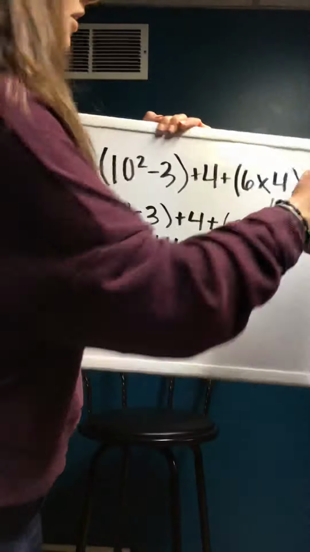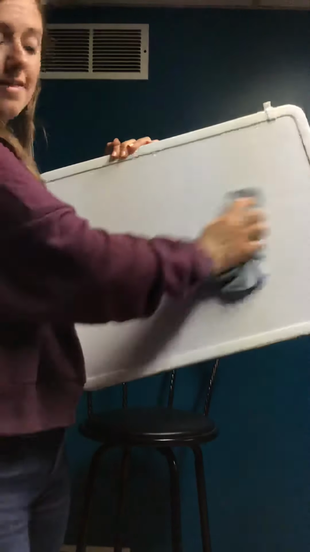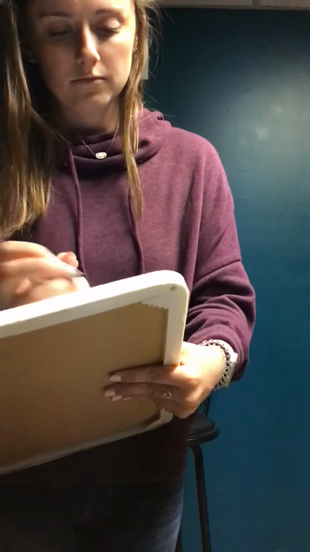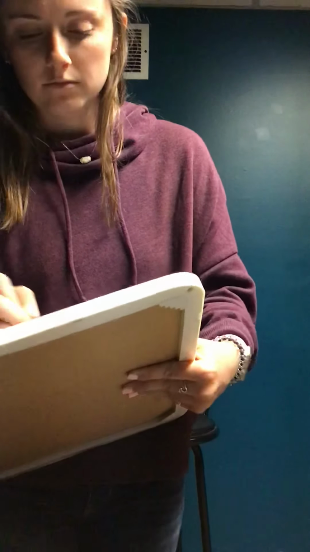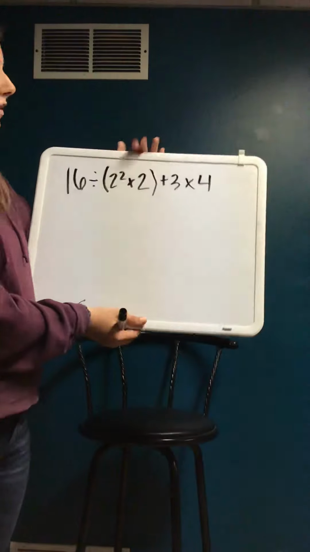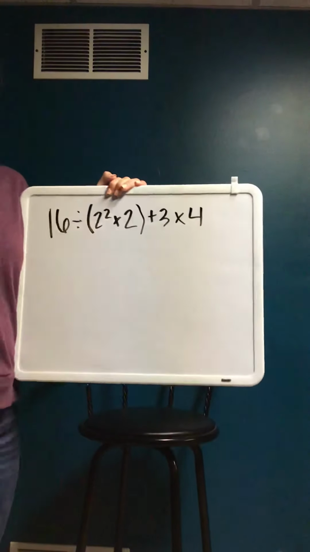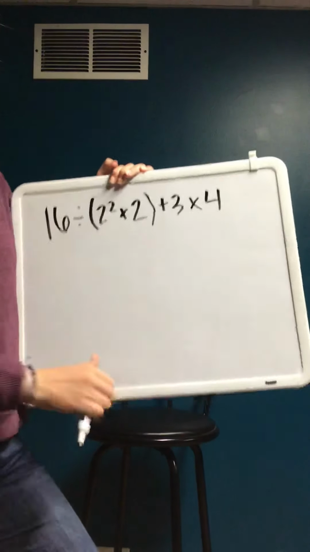Okay, so we're going to do one more example, working in your tables, and then we're going to create a little cheat sheet, and then you guys are going to get your homework assignment. Okay, so our last example. Okay, last example is 16 divided by 2 squared times 2 plus 3 times 4. So work in your groups and solve this last expression.